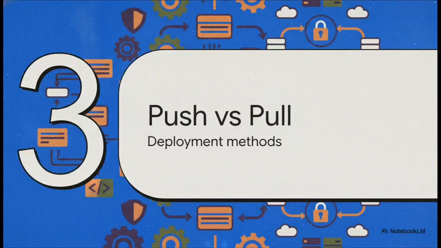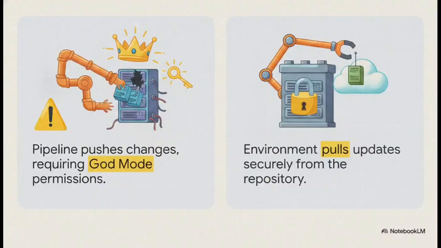All right, Section 3. Push versus pull deployments. Traditionally, CI/CD pipelines used a push approach. A pipeline finishes a build and then forces those changes directly into production. But think about what that actually requires for a second. It means giving your external deployment pipeline God mode access to your infrastructure. That is terrifying. GitOps completely flips the security risk on its head by using a pull-based deployment instead.